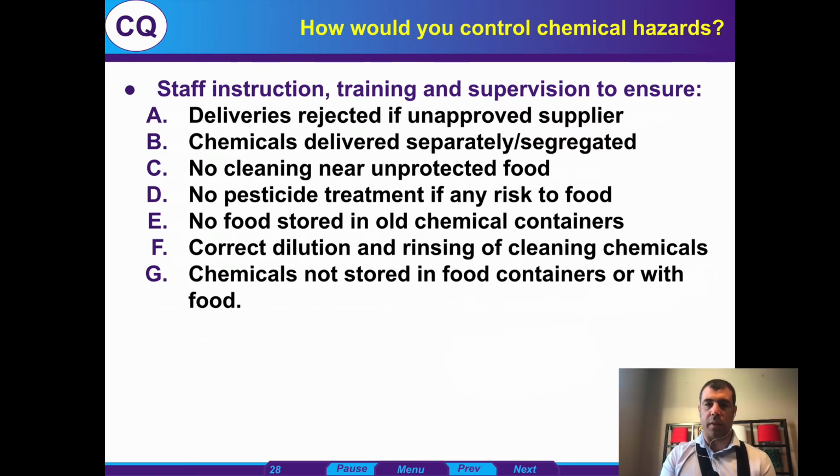No food stored in old chemical containers. Correct dilution and rinsing of cleaning chemicals. So that relates to checking the manufacturer's instruction, which I'm sure you always do. In fact, no, I've never seen anyone looking at the manufacturer's instruction for cleaning product. Yet this is very important.